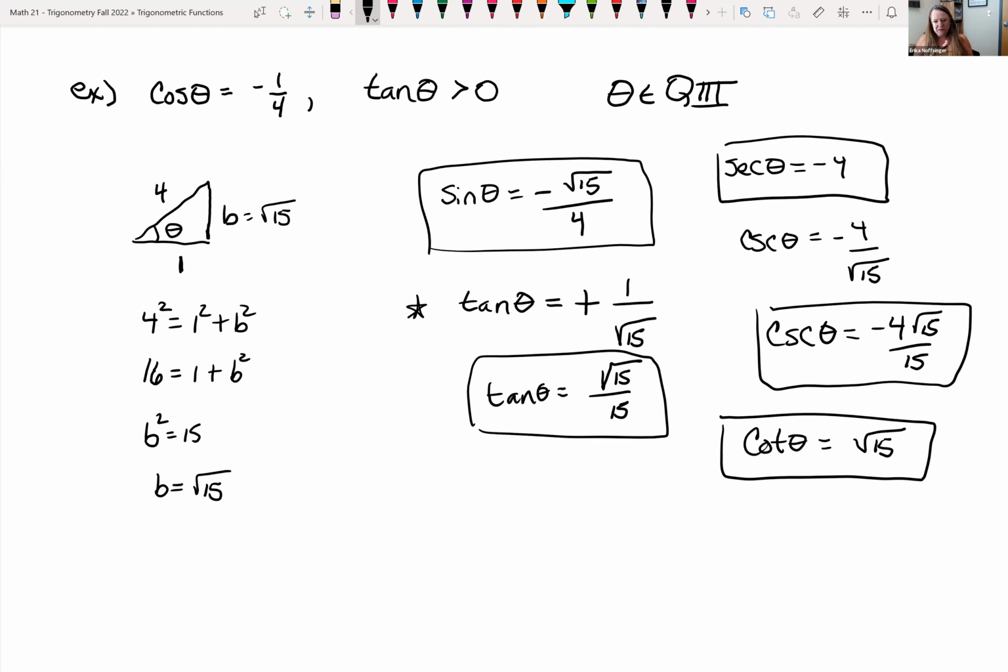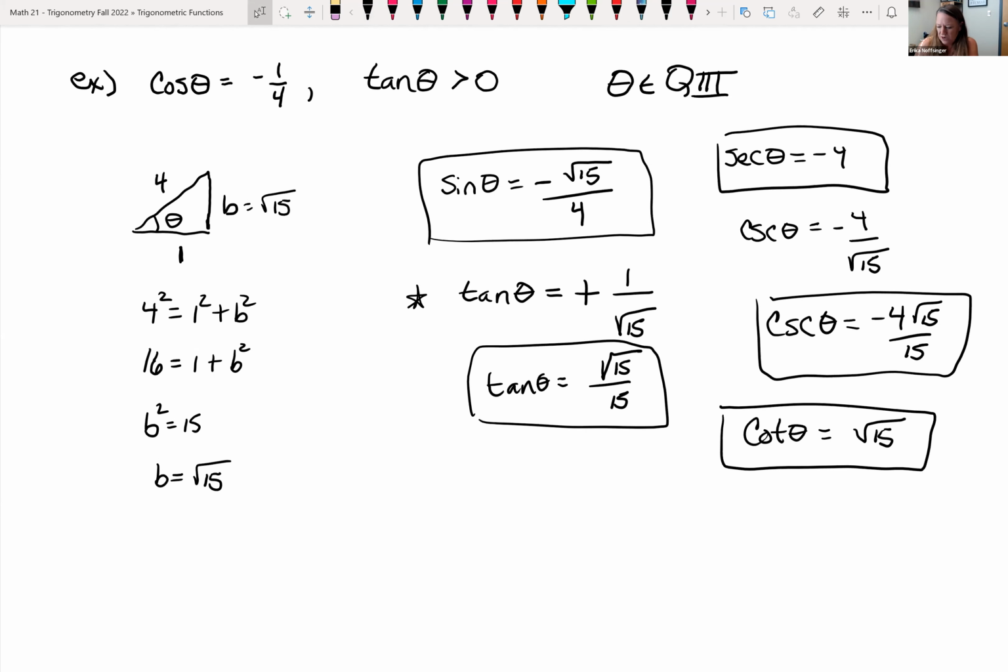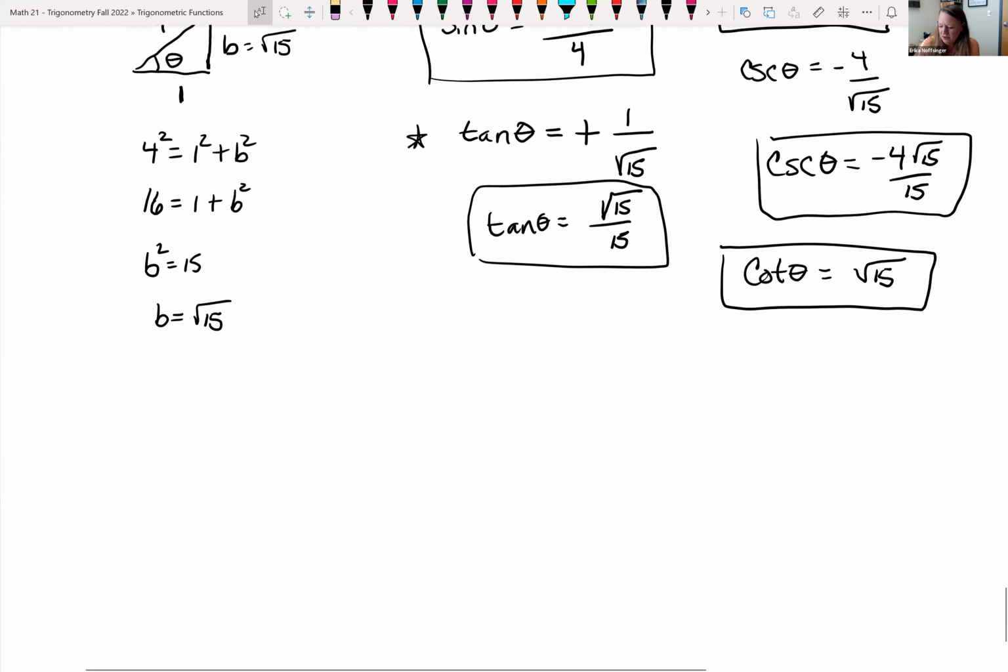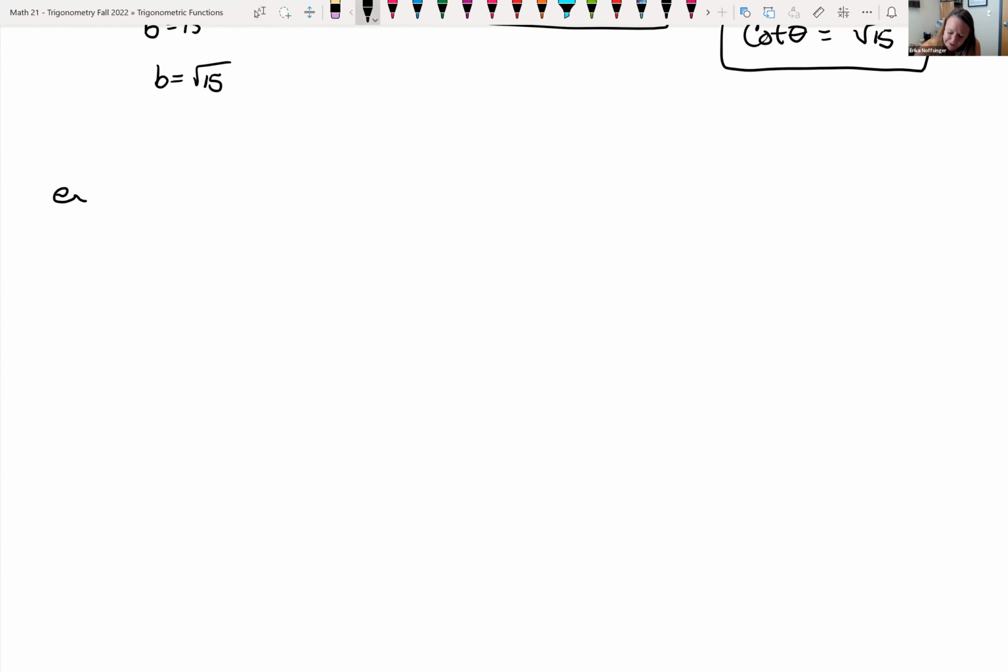So given one trigonometric function, information about theta can help us decide which quadrant we're in, and then we can find the remaining trigonometric functions. So if it gives us one that is not cosine or sine or tangent, we can still figure it out. So for instance, if we're given that cotangent theta is negative 2, and we're given that secant theta is greater than 0.